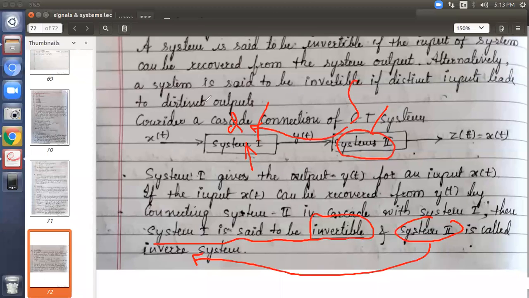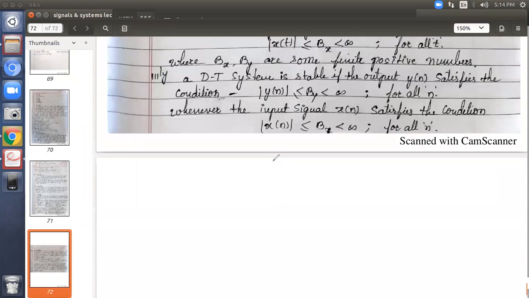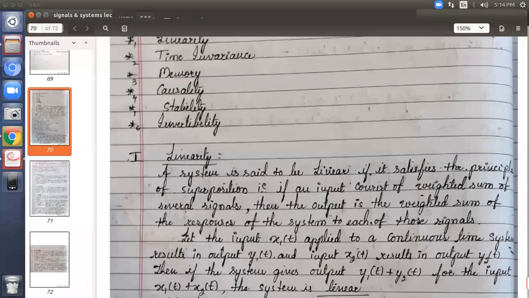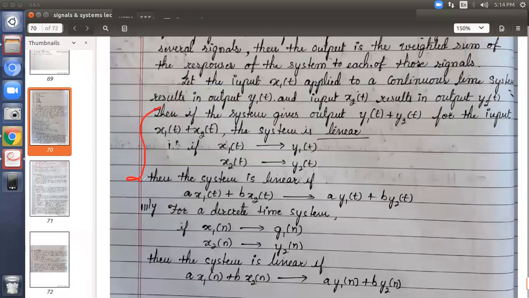One more such example is, I think, multiplication and division. You can even take that as an example. So we have studied 6 different properties. We have seen today how they are defined. Let me just summarize. We started with linearity. We have seen that the principle of superposition should be applied in linearity, and how linearity is defined in the form of an equation.